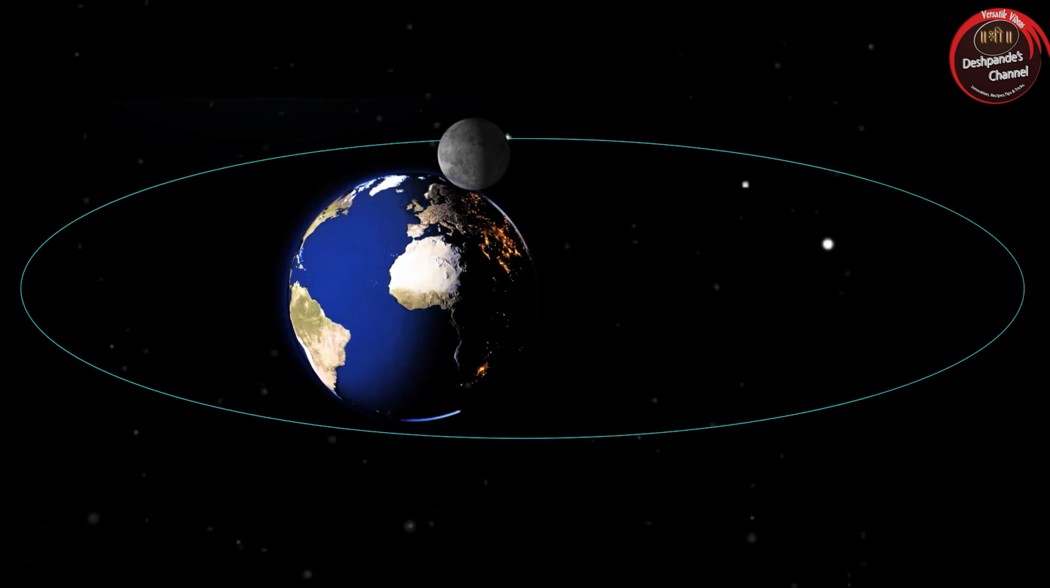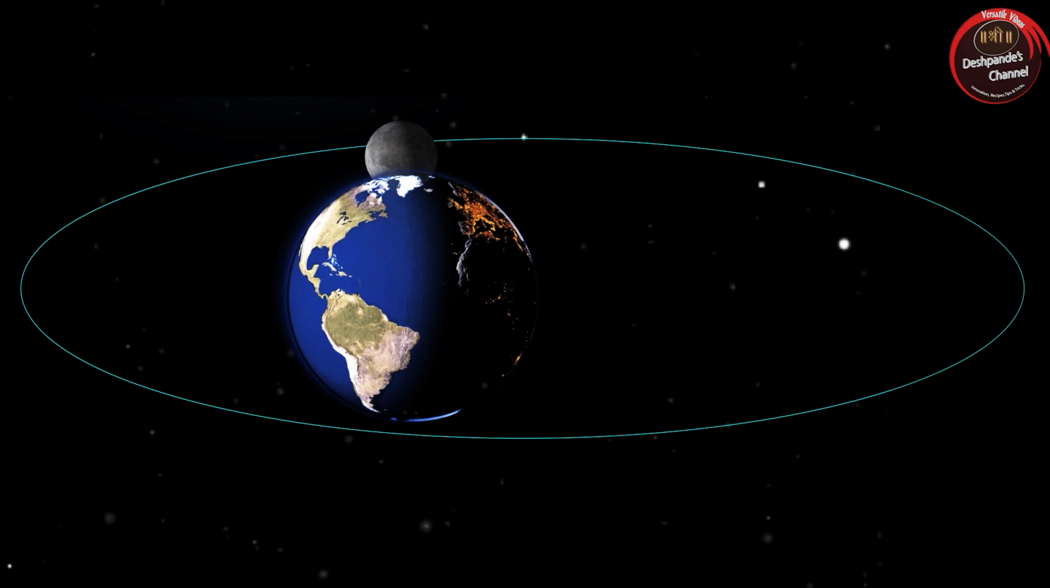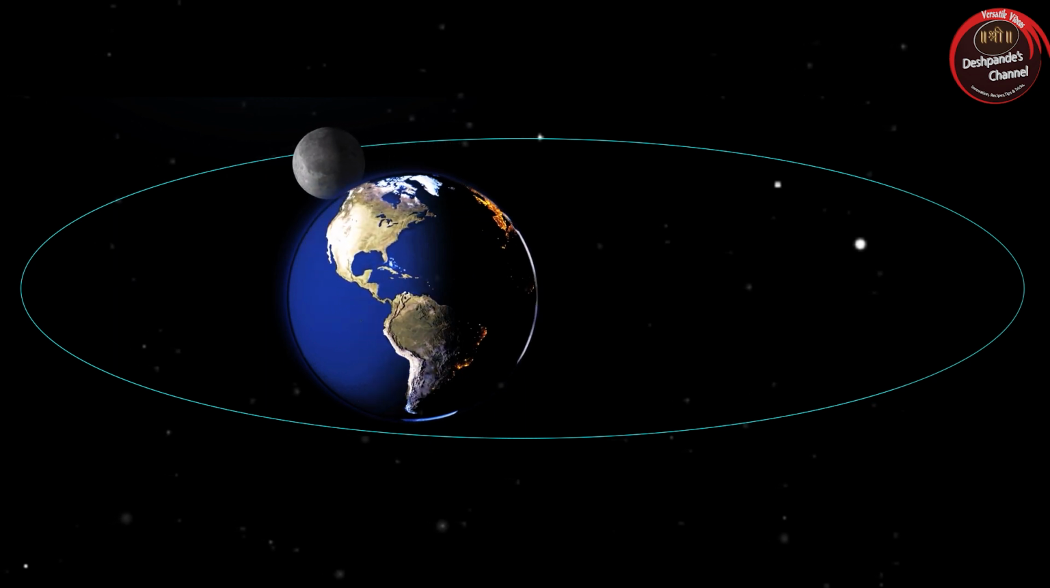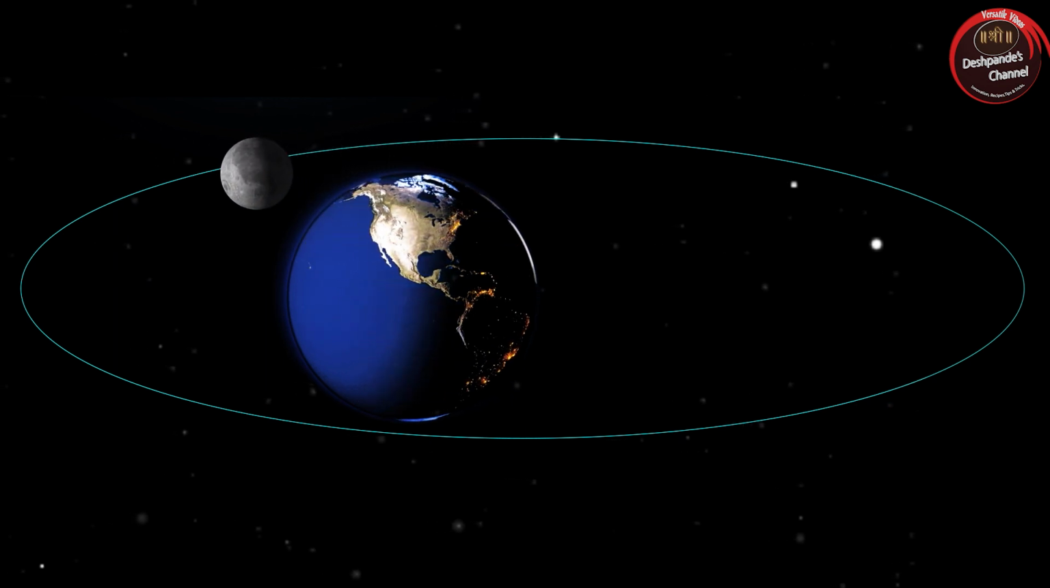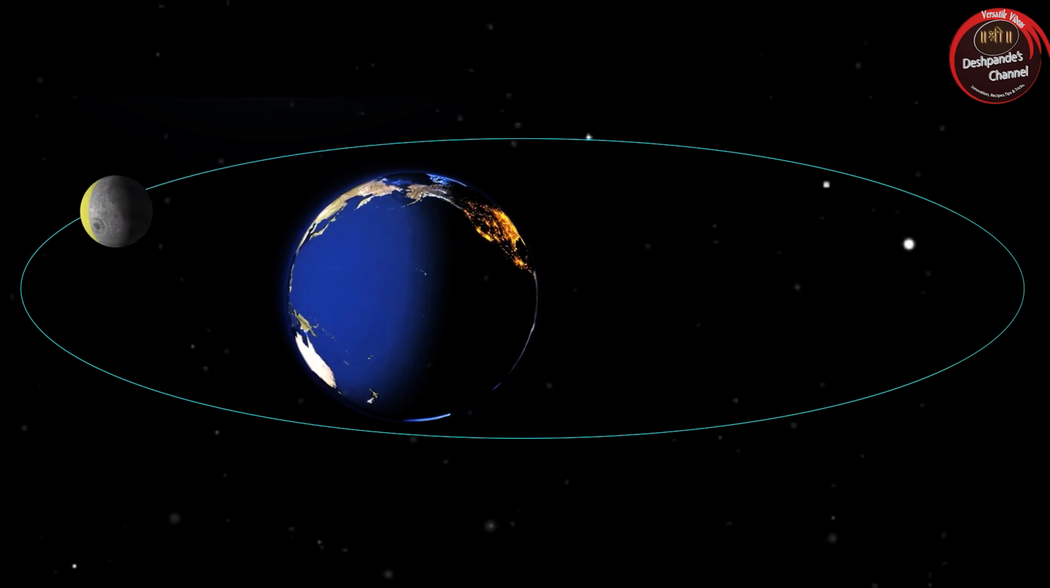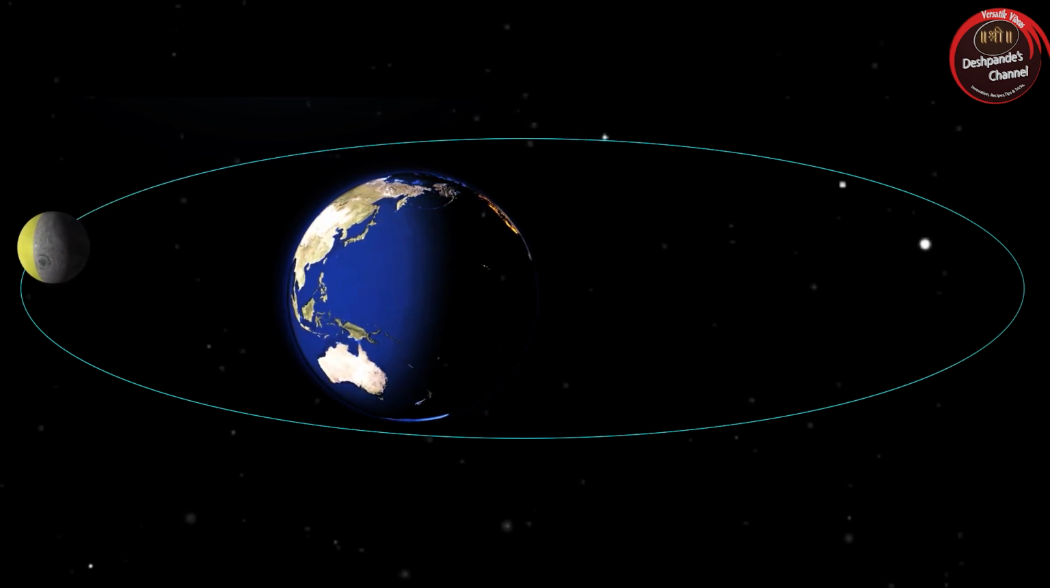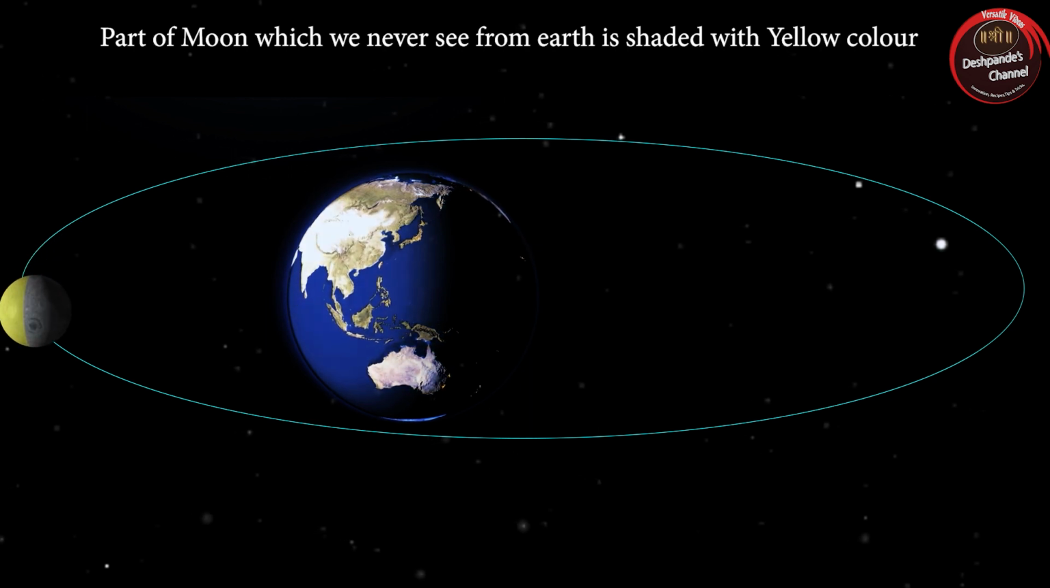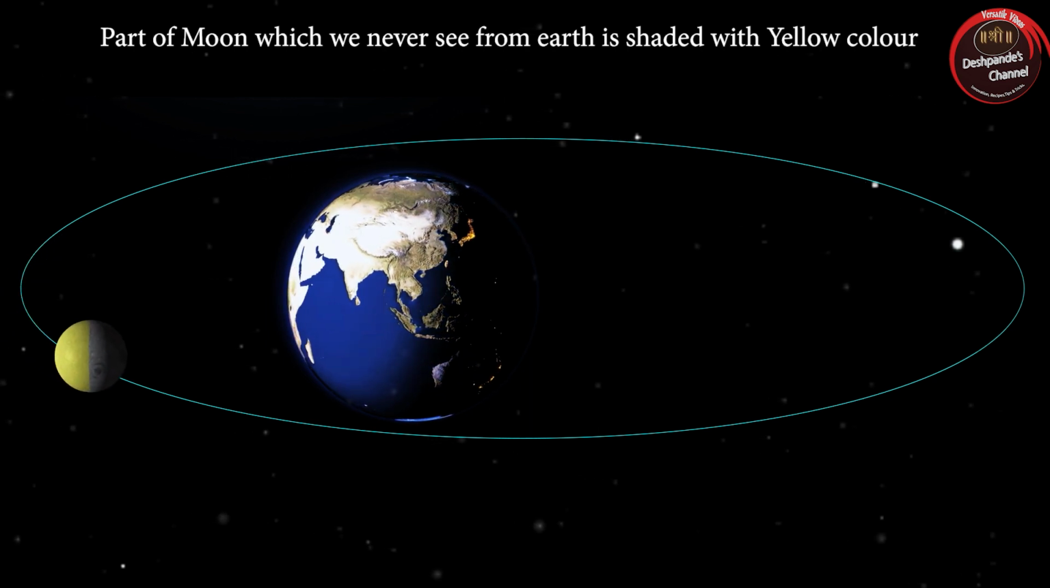In this video we are going to learn why we see only a certain part of the moon from Earth, which we call the near side of the moon, what the reasons for this are, and related terms. The part of the moon that is the far side, which we never see from the Earth, is shown with yellow shading in the video.